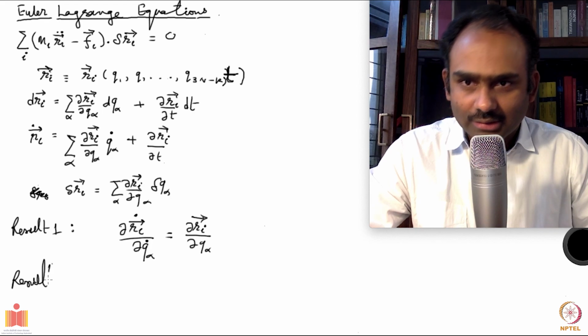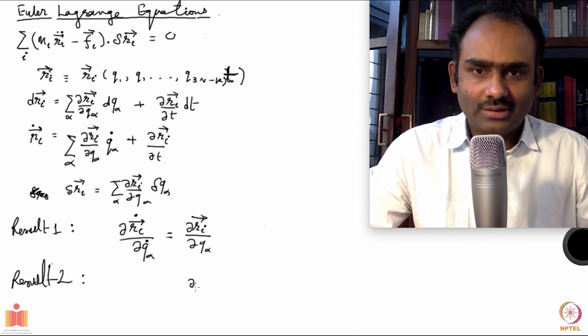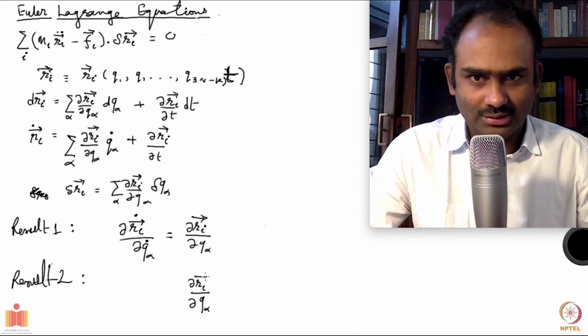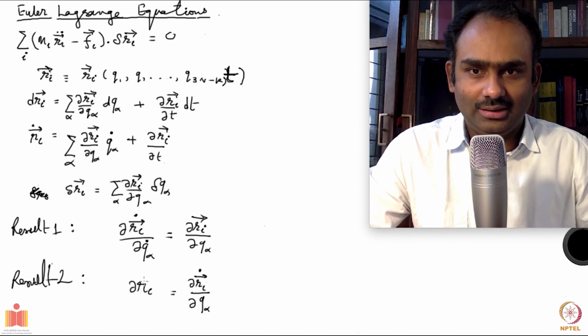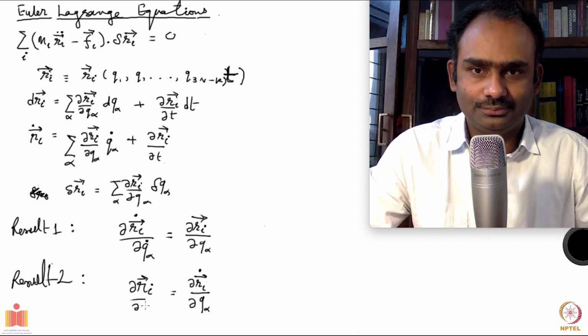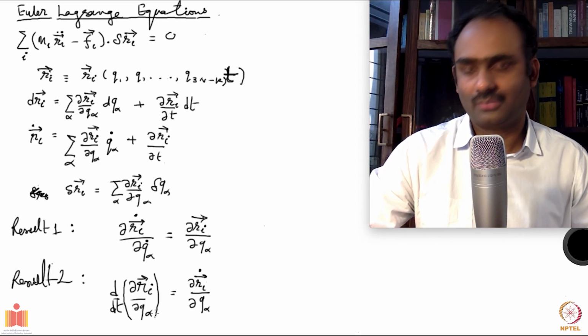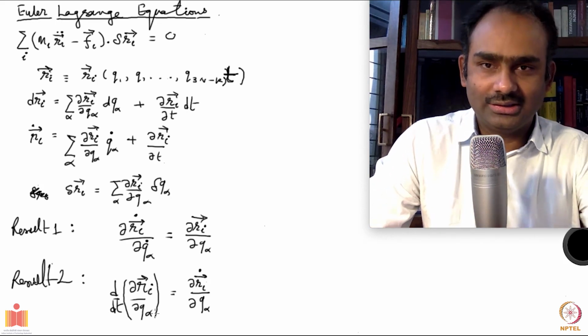Result 2, which says if you take del ri over del q alpha and you put a dot on this, then this is the same as del ri dot over del q alpha with a total time derivative. That is correct. Very good. So I'm going to utilize these two results.